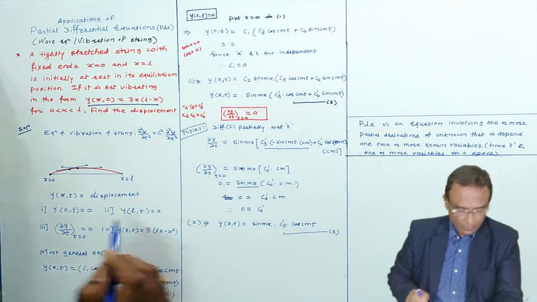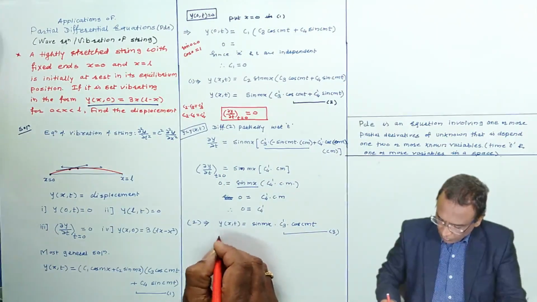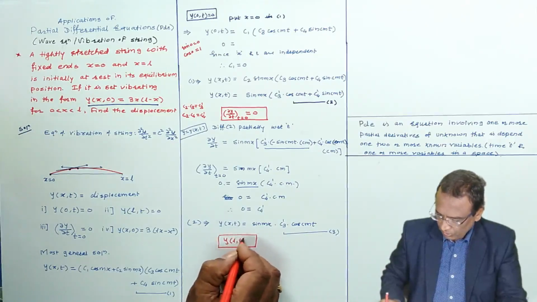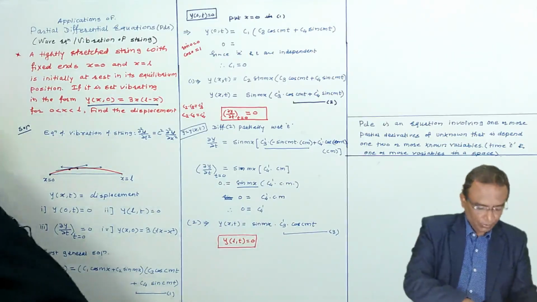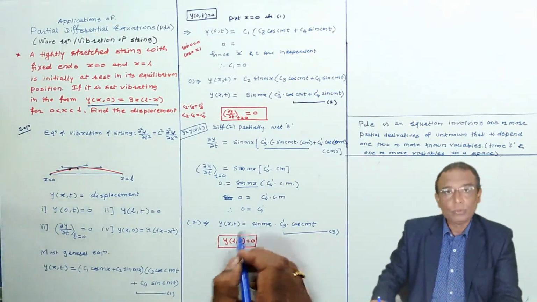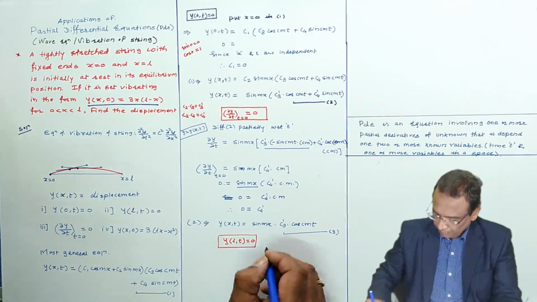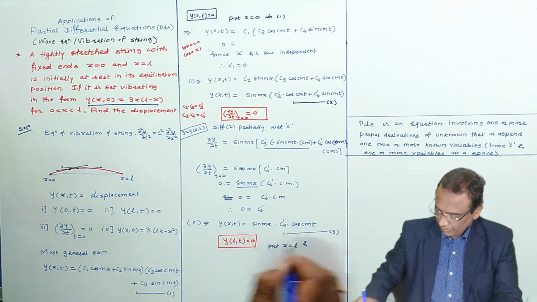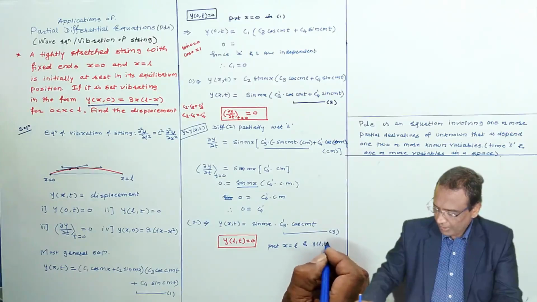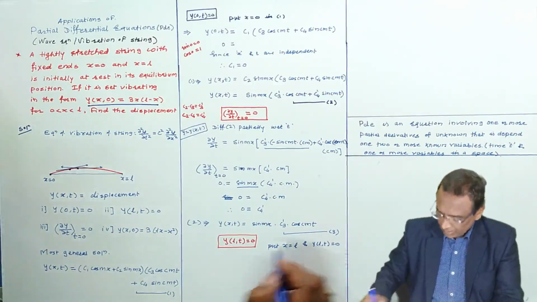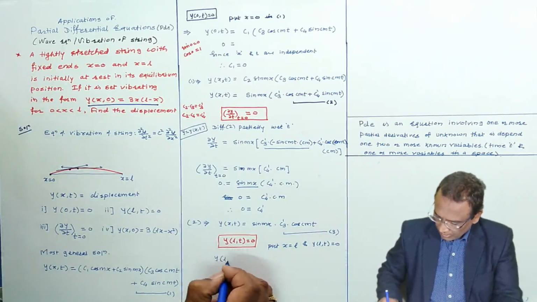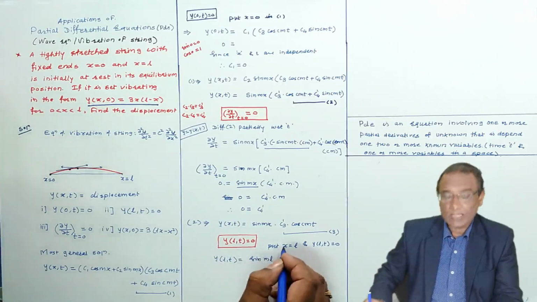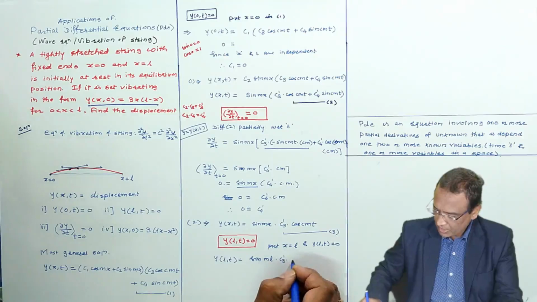Now I am going to apply this condition. Which condition? y of L,t equal to 0. In order to apply this condition, put x equal to L. If you plug in this value, then y of L,t equals sine of m, I am putting x equal to L, C3 dash as it is, cos cmt.